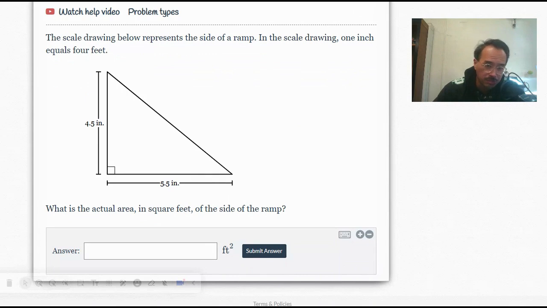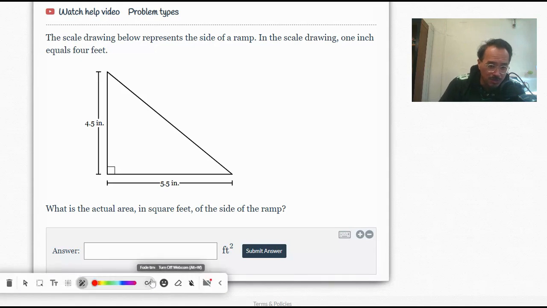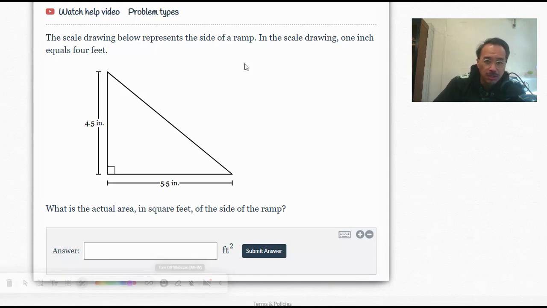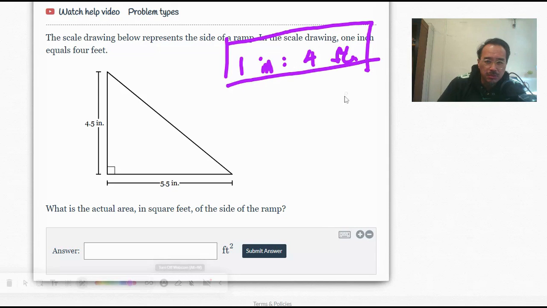So it's a triangle. It's a right triangle, as a matter of fact. In the scale drawing, 1 inch equals 4 feet. So right here, as soon as I see that, I'm gonna write down the scale. So 1 inch represents 4 feet. And I'll put a box around it, right? Because all the scales have boxes around them, okay?